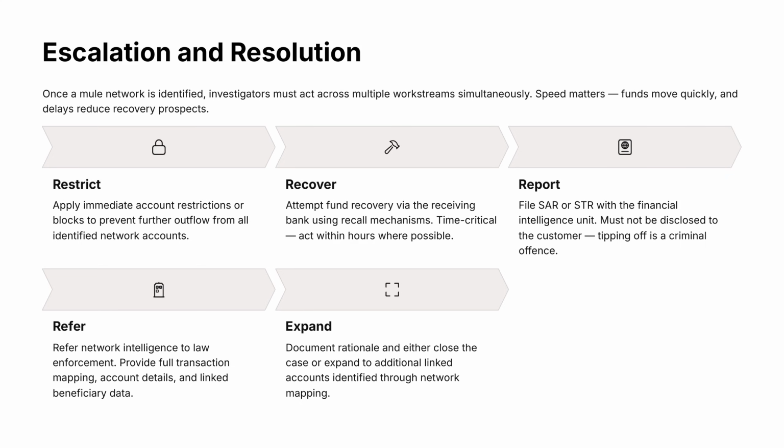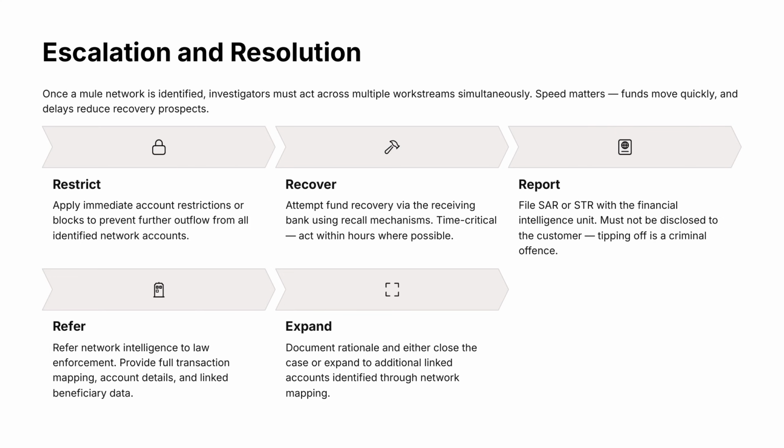Once a mule network is identified, you must act across multiple work streams simultaneously. Speed matters. Funds move quickly and delays reduce recovery prospects. First, restrict. Apply immediate account restrictions or blocks to prevent further outflow from all identified network accounts. Second, recover. Attempt fund recovery via the receiving bank using recall mechanisms. This is time critical. Act within hours where possible. Third, report. File a SAR or STR with the Financial Intelligence Unit. This must not be disclosed to the customer. Tipping off is a criminal offense.